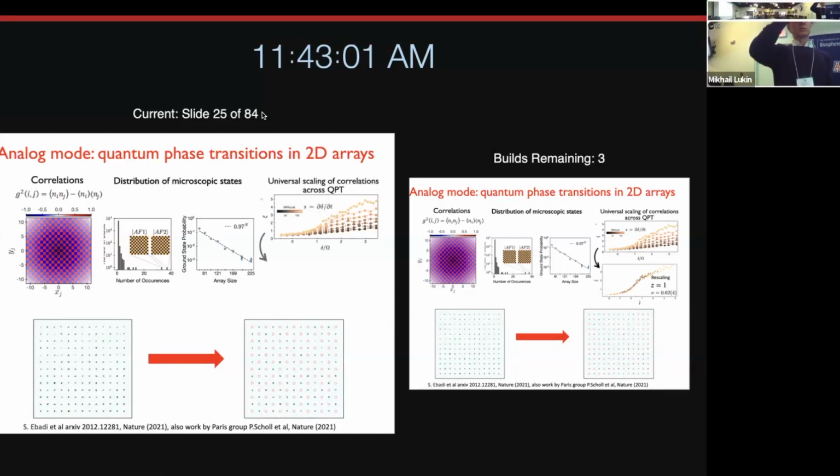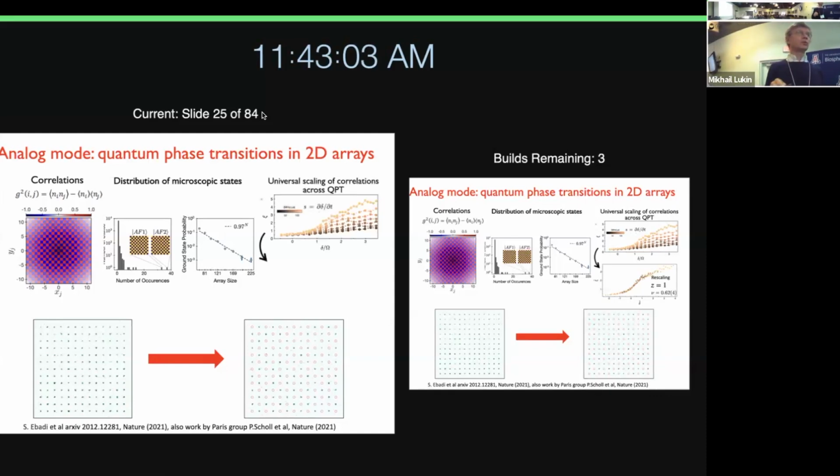But you can also not just study the statics, you can also study dynamics. For example, you can study things like correlation growth by going across this phase transition with variable speed and looking at how the effective correlation length grows as a function of the speed. And actually, we can use this type of observation to study the nature of this phase transition.